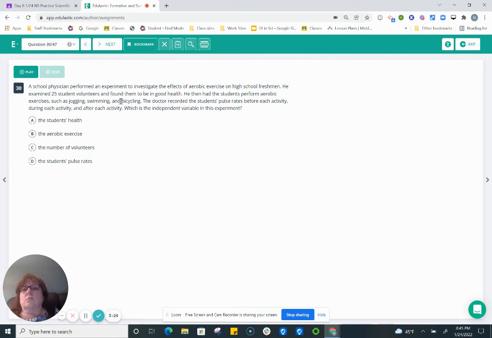Okay, the students' health seemed to be good. He had the same number of volunteers. The independent is what they're changing. The pulse rates were a result. So what they were changing was the aerobic exercise. That's your independent variable because it could have been swimming, jogging, bicycling, and that is doing something. They're having to change something other than sitting or standing or walking.